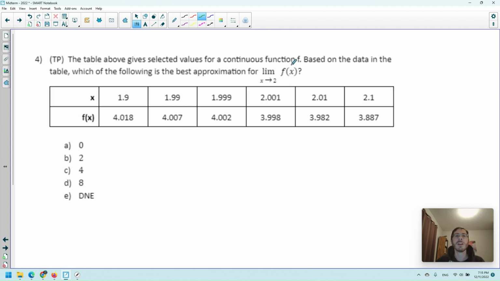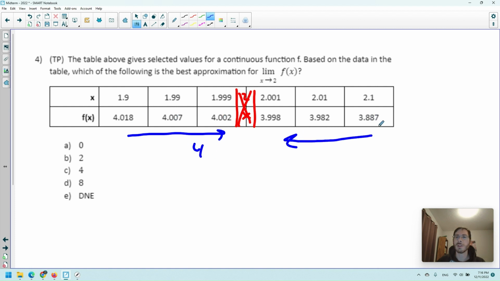For number 4, we've got our table. Based on that, what's the best approximation for the limit as x approaches 2 of f of x? Again, if there were a 2 inside this table, we would ignore whatever it is. There's not, so we don't need to care about that. But we do need to check from both the left and the right side. From the left side, it looks like we're headed down to 4. And from the right side, it looks like we're headed up to 4. Since we're approaching 4 on both sides, the limit equals 4. So we want to pick 4, which is going to be C.